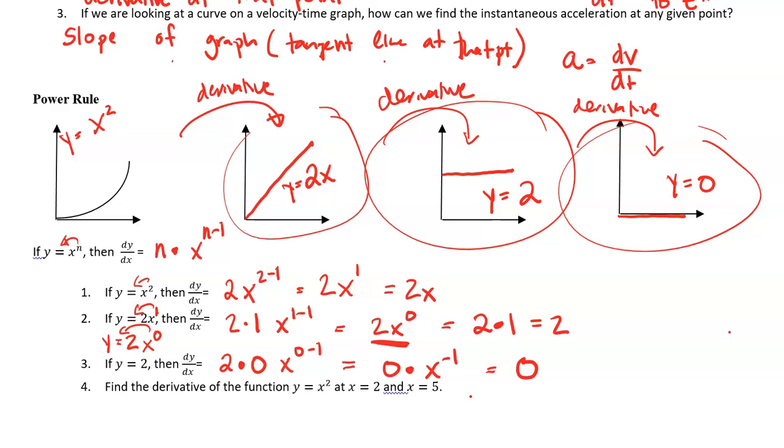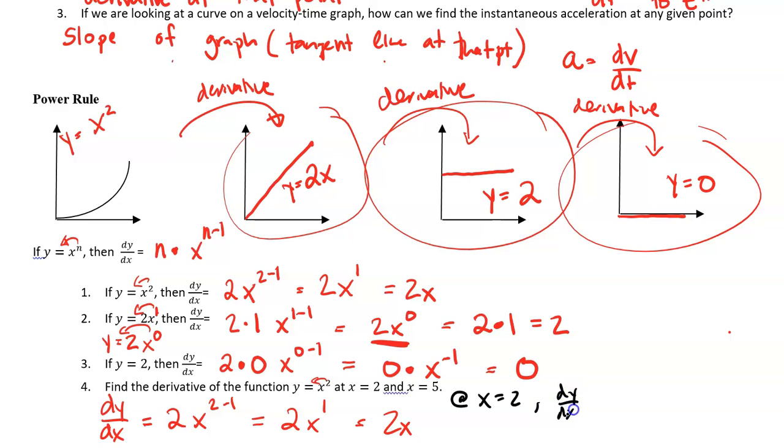Okay, so to do that, first we have to take the derivative of y equals x squared, which we already did, but we can do it again. So bring that down, so dy dx is just going to be 2 times x to the 2 minus 1, which is just 2x to the 1, or we could just say 2x. So now we can just plug in. At x equals 2, dy dx is just going to be 2 times 2, which is just 4. And then let's go ahead and do it at x equals 5. dy dx is just going to be 2 times 5, which equals 10.